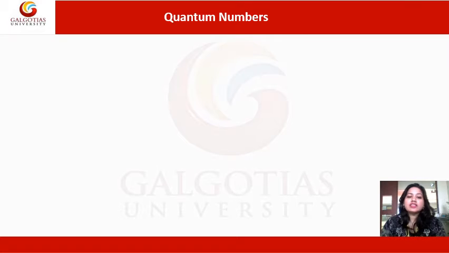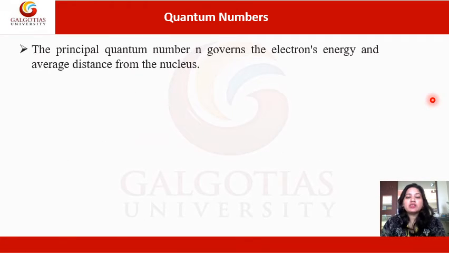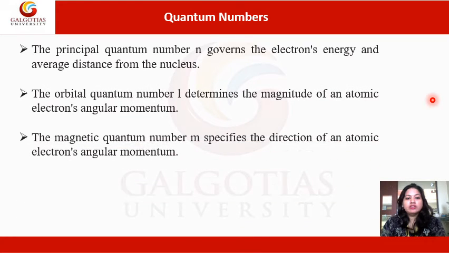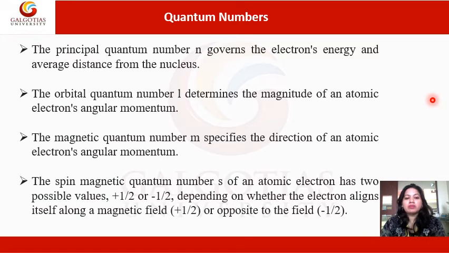Now, we will discuss quantum numbers and their characteristics. There are four types of quantum number, that is principal quantum number, orbital quantum number, magnetic quantum number, and spin quantum number, which are represented by n, l, m, and s.